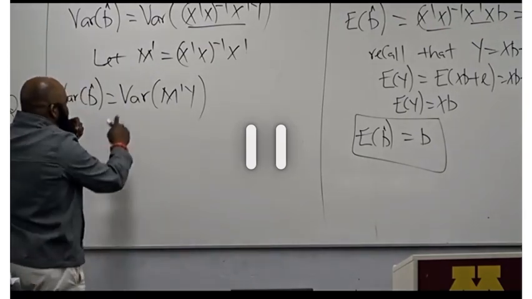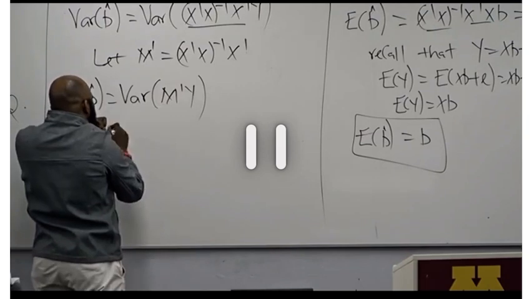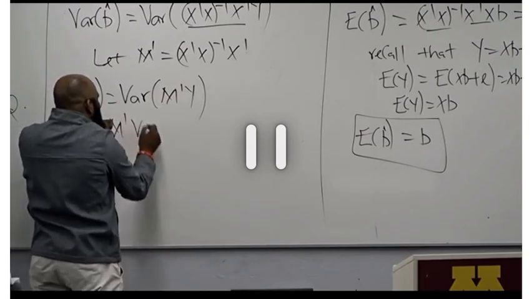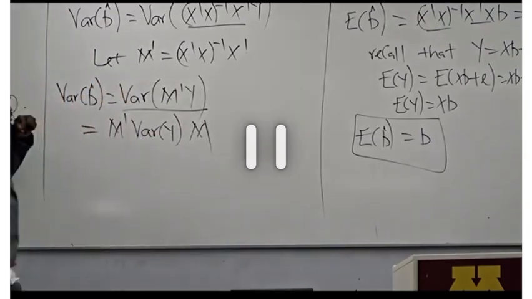Now, the variance of this, if I want to rewrite that, is the same thing as M transpose variance of Y M. This entity can be written as M transpose variance of Y M.